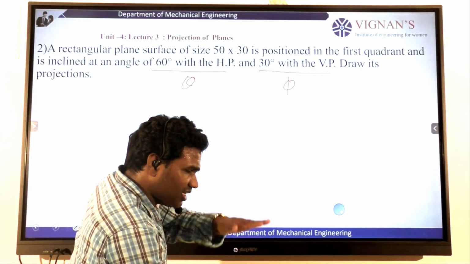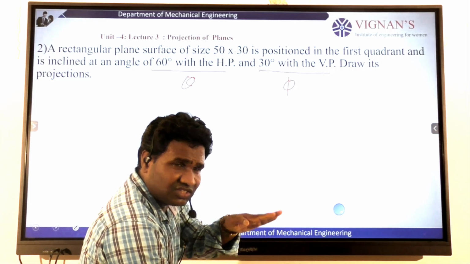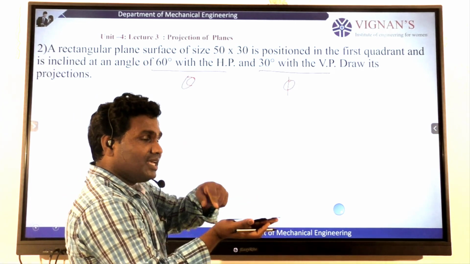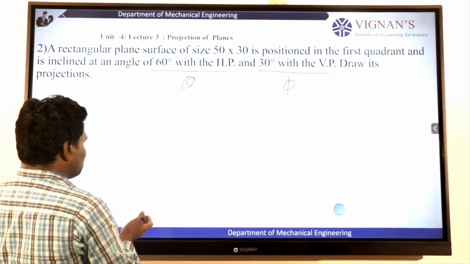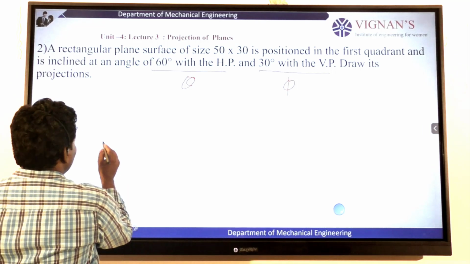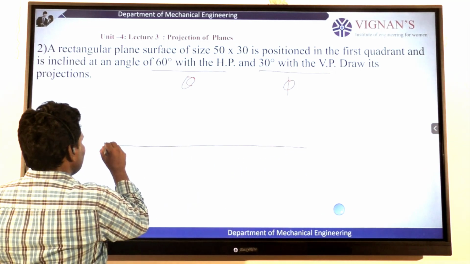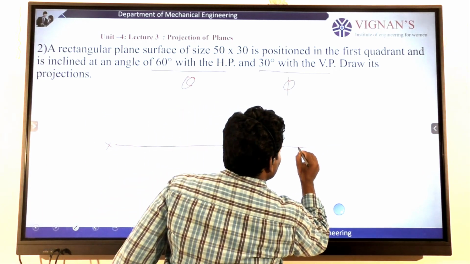In the initial position, the top view gives the true shape and size of the plane figure, and in front view we will observe a straight line of 50 mm length. Okay, let us start the problem. Graphical representation. This is reference line XY.